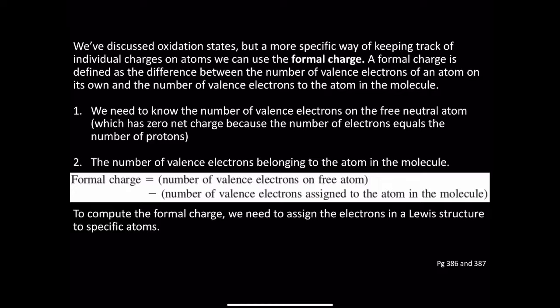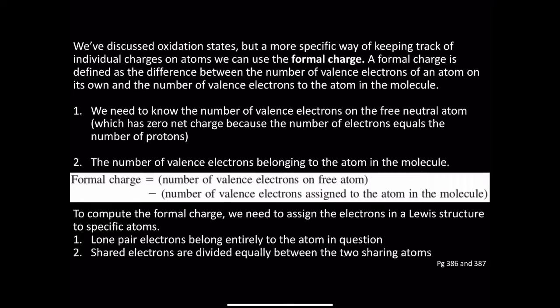To compute the formal charge, we need to assign the electrons in a Lewis structure to specific atoms. Now this might be problematic when you have, say, a single bond or a double bond. You might question which atom gets those electrons. This is the way we count them. Lone pair electrons belong totally to the atom that they surround, but shared electrons are divided equally between the two sharing atoms. So when you have a single bond, one electron goes to one atom, the other electron goes to the other. For an example, we can use the sulfate molecule.